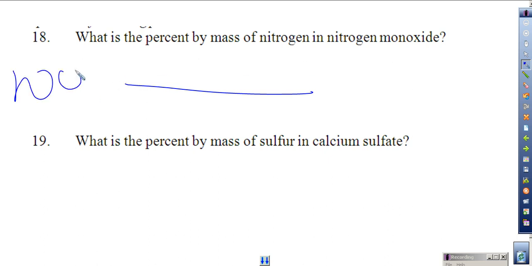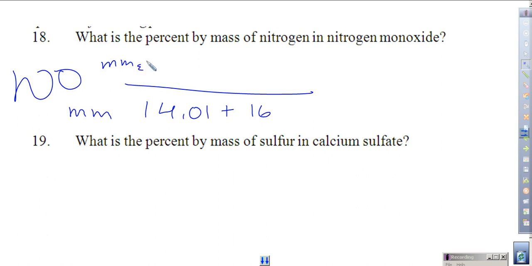NO. So we have 14.01 plus 16. On the bottom is the total molar mass. On top is the molar mass of the element times the abundance of that element. In this percent by mass problem, what are we looking for? Nitrogen. So what mass is going to go on top? 14.01 times what?